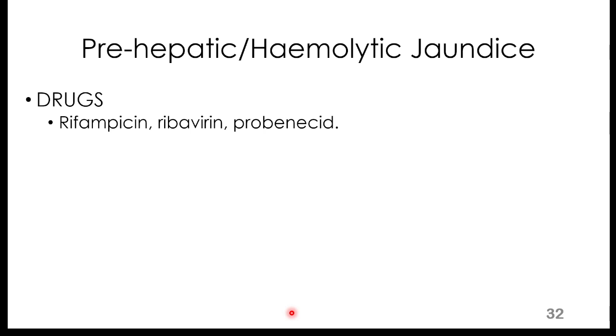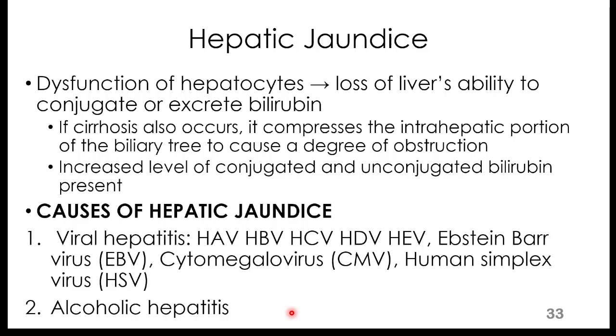So there are some drugs too that could cause prehepatic jaundice: rifampicin, probenecid, and others. Now, hepatic jaundice. Now, the problem with hepatic jaundice is in the liver. All right. So if there is a problem of hepatocytes with resultant loss of the liver's ability to either conjugate or to excrete bilirubin. All right.